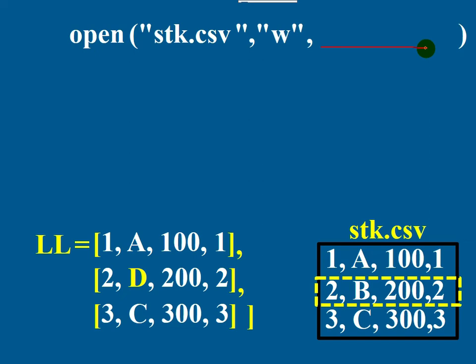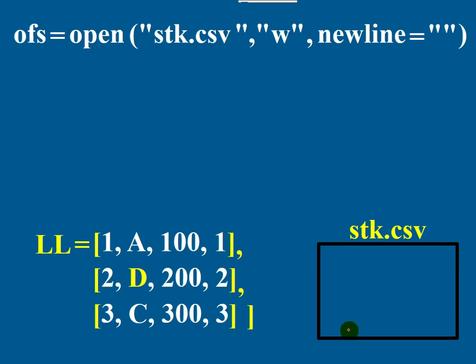I want to change the default new line character because after writing a row, a line should not be inserted unnecessarily. A blank line should not be inserted. So let me change the new line character to an empty string. Okay, and let variable OFS point to this file. So the file is opened for writing purpose in W mode. What is the speciality of W mode? The existing contents are deleted, and when you write data, it is written to the beginning of the file.